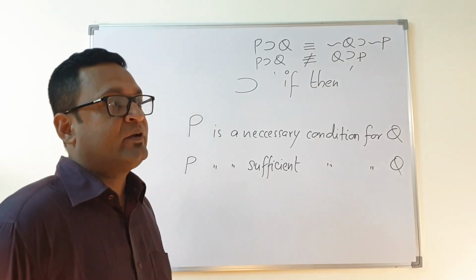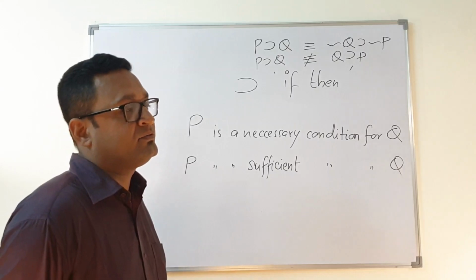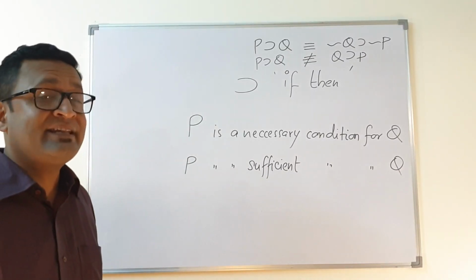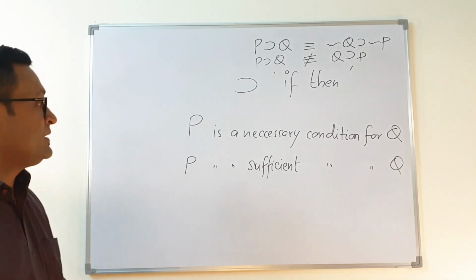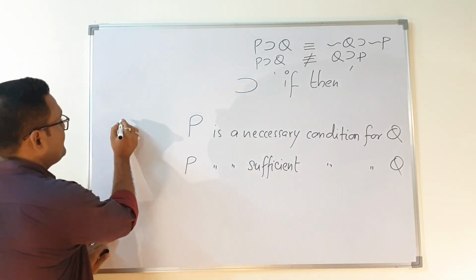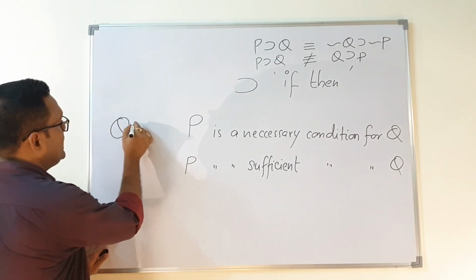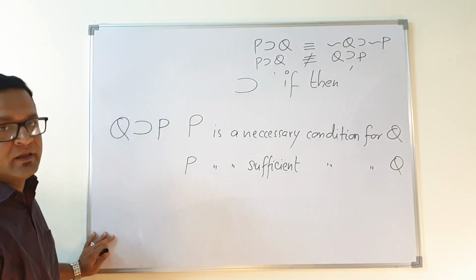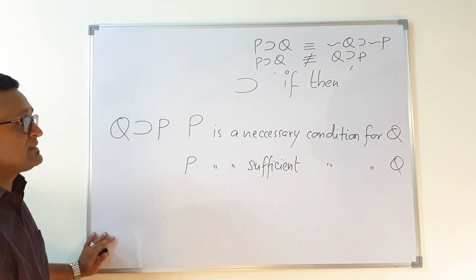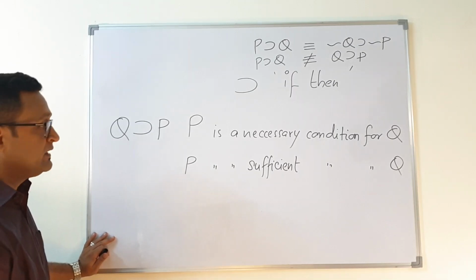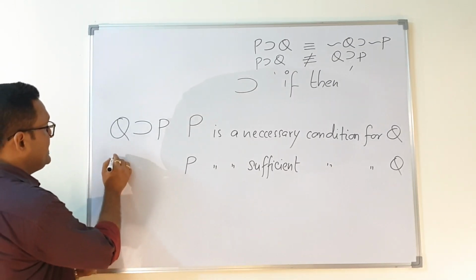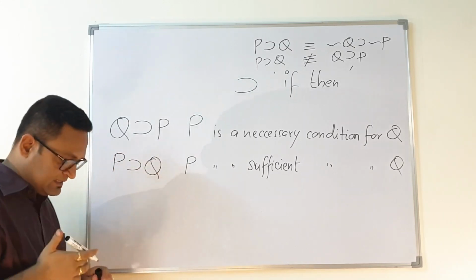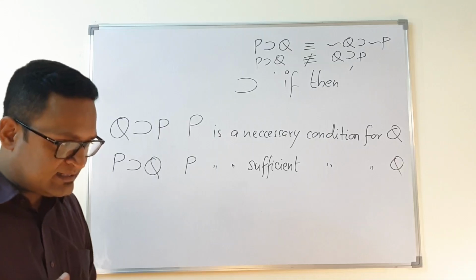Okay, now let us see the analysis of what your answer is. P is a necessary condition for Q. So it is symbolized as Q implies P. If it is said P is a sufficient condition for Q, then it is symbolized as P implies Q. Now, how to understand this sufficiency and how to understand this necessity?